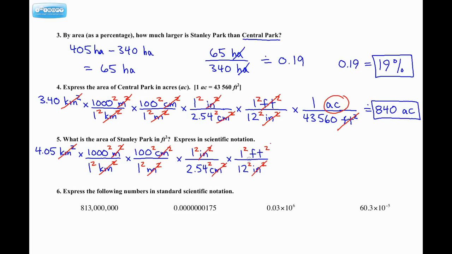If you compare this to the one above, it's virtually identical. Of course, I'm dealing with Stanley Park, so the number is changed to 4.05 square kilometers. But I didn't have to go to acres as I did before, so I was able to stop at square feet. So there's one less conversion factor in this line.